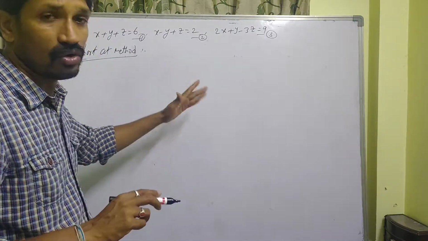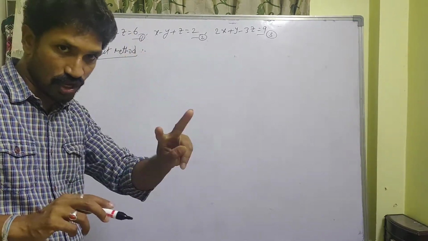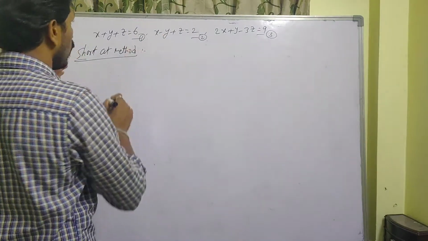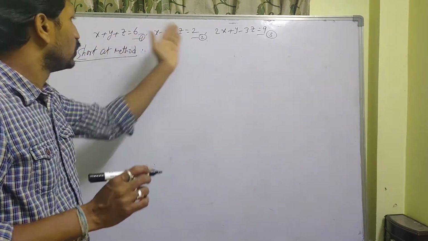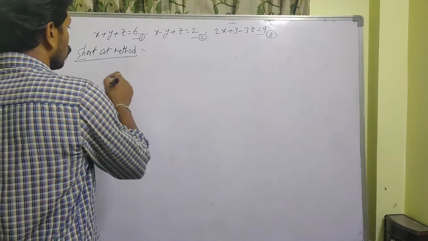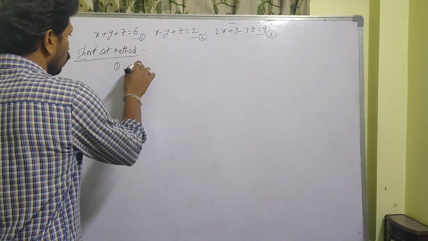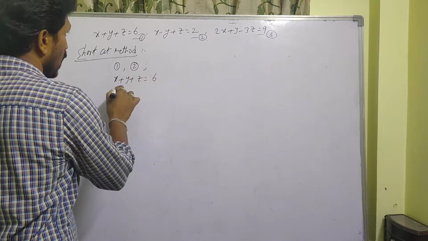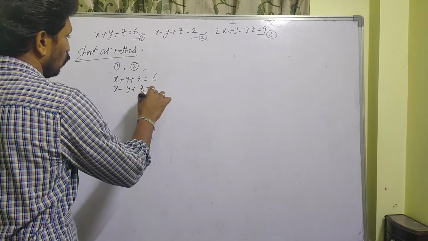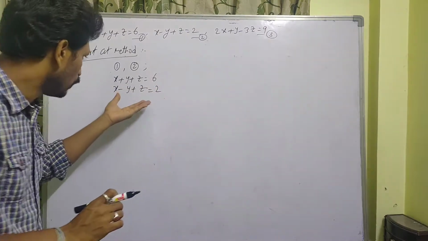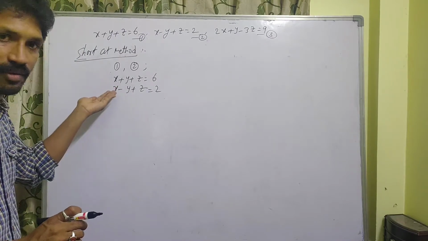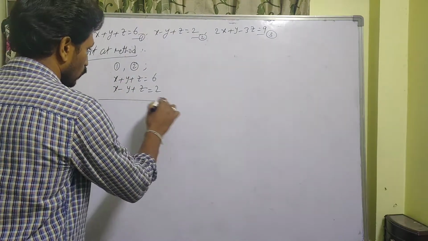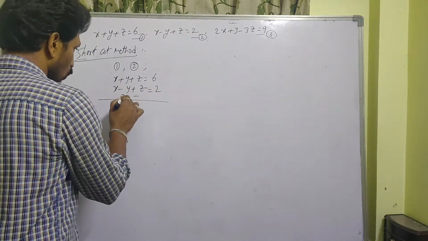First, what do we have to do? Convert these three equations into two equations by eliminating any one of the variables. See here, I wish to eliminate z. If you want to eliminate z from 1, 2, how can you eliminate? Take x plus y plus z is equal to 6 and x minus y plus z is equal to 2. You can choose any variable. If you want to eliminate x, no problem. If you want to eliminate y, no problem. If you want to eliminate z, no problem. Here I am eliminating z. So subtract.